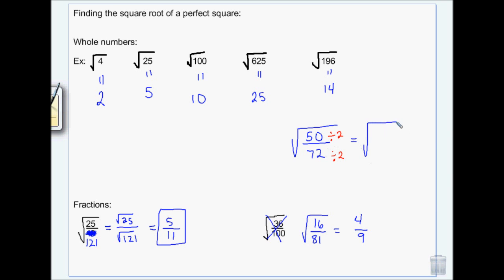And so I get 25 and 36. Now I have perfect squares, so then I can take the square roots. So if you see not perfect squares first, see if you can reduce it, and then if it reduces, it'll be a perfect square, maybe.